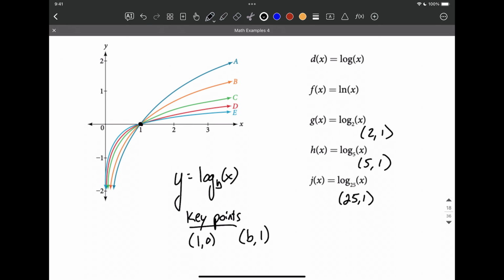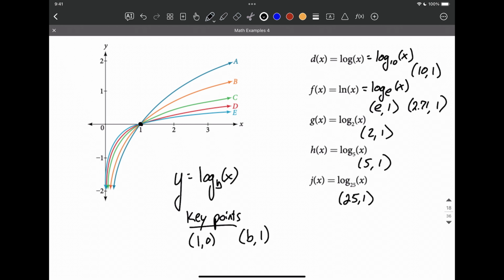We have a natural log, which we have to understand means log base e of x. So that key point is going to be (e, 1), and it's nice to know that e is approximately 2.71, comma 1. And then finally, we have the common log at the top here, which means the same thing as log base 10 of x, which will have the key point (10, 1).